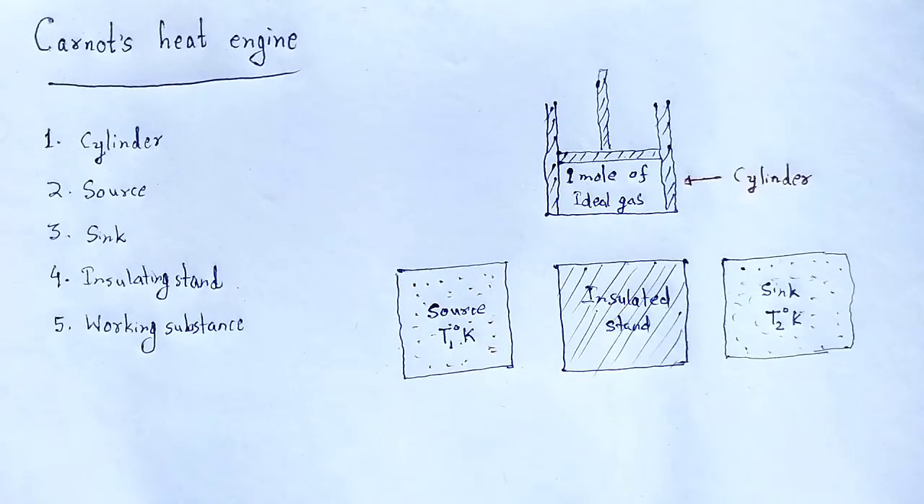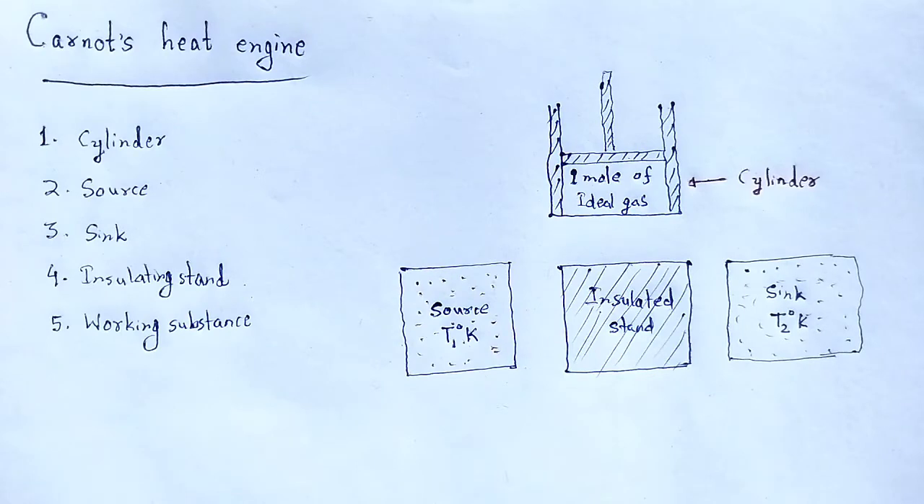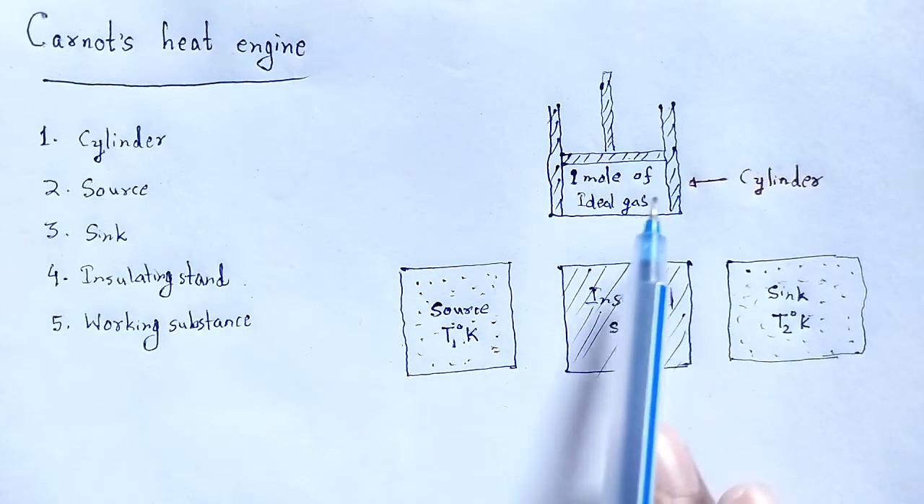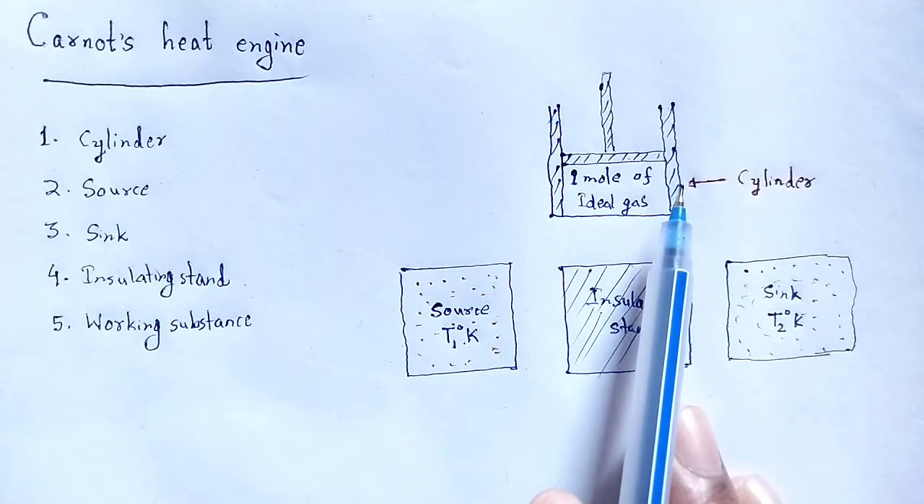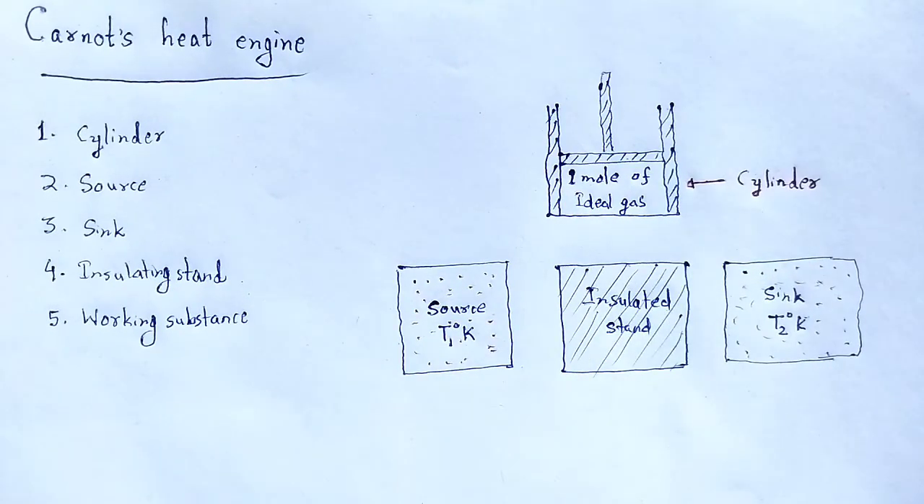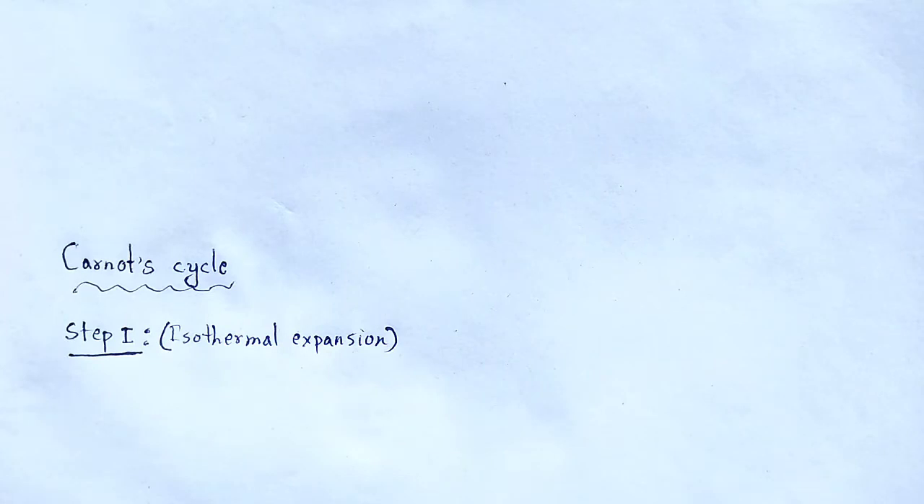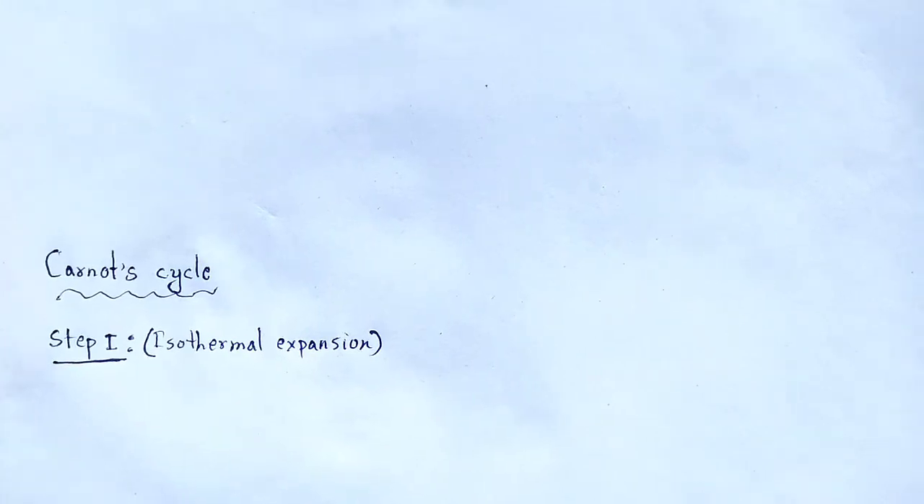Now, Carnot's cycle. In Carnot's reversible cycle, the working substance is taken through 4 different steps. The steps are 2 isothermal and 2 adiabatic changes. How these processes are carried out, let us take a look. First, Carnot's cycle, first step: isothermal expansion.